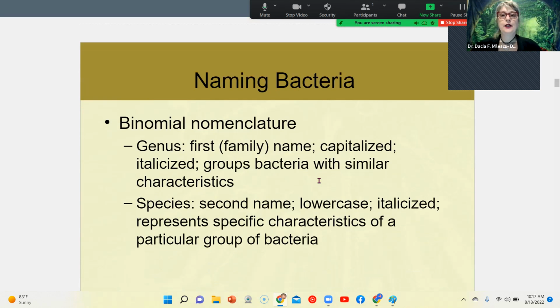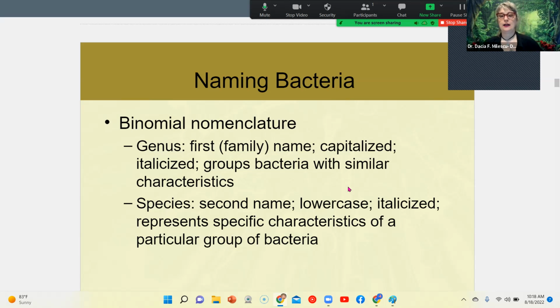Now, the bacteria are named based on genus, or genus, however you want to pronounce it, and species. So genus is the family name, and we, in the scientific world, came up with a way to categorize and a way to have the nomenclature set. So the name will be capitalized. The groups of the bacteria with similar characteristics are italicized, but the name is capitalized, all right? The species is the second name.